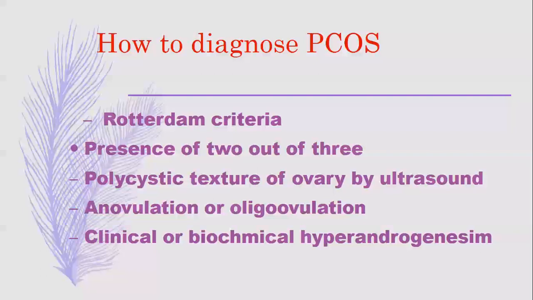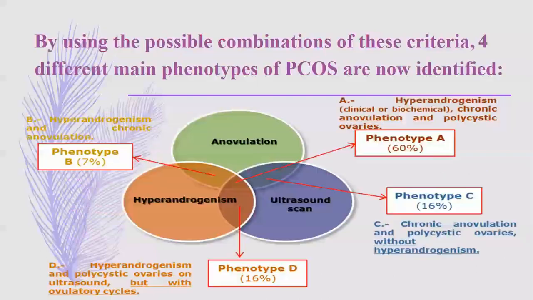Presence of 2 of these symptoms in the patient, clinical or from the investigations which we do for this patient, will diagnose the patient with Polycystic Ovary Syndrome. From these we have four different main phenotypes of Polycystic Ovary Syndrome that will be identified: anovulation, ultrasound scan, and hyperandrogenism.